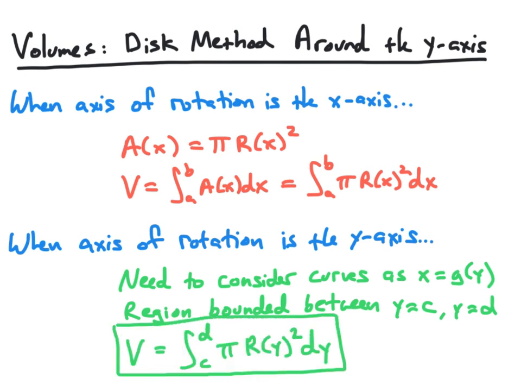The formula for our volume is then very similar to when we're rotating around the x-axis. The volume is given by the definite integral from y equals c to y equals d, the lower and upper bounds along the y-axis for our solid, and we're integrating the cross-sectional area of our curve, which is pi times the radius squared, and here the radius is given by a function of y, capital R of y. Of course, we also want to integrate in terms of y, so we want a dy here instead of a dx.